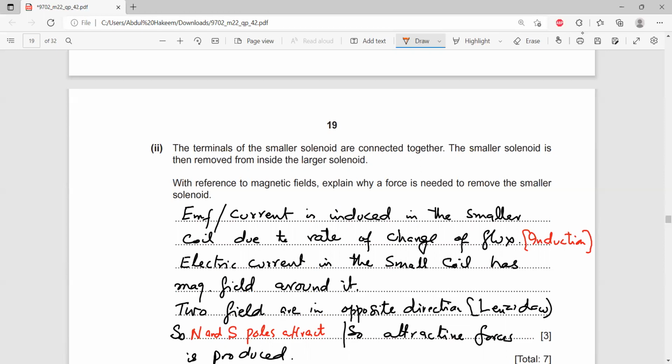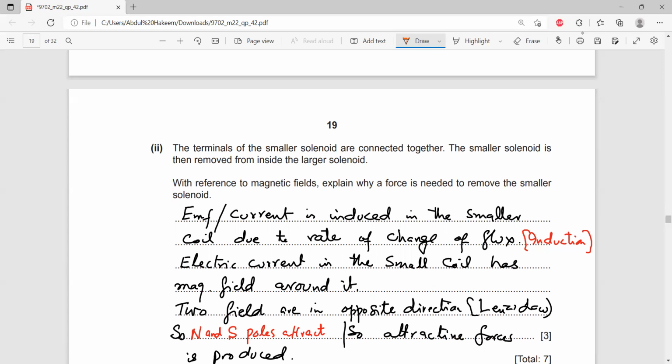When the small solenoid is removed, there is a change of flux in the small coil. Due to the change of magnetic flux, an EMF and current are induced in the smaller coil, due to the rate of change of magnetic flux linkage. That is Faraday's law. The electric current induced in the small coil has a magnetic field around it. So there are 2 magnetic fields, and according to Lenz's law the 2 fields are in opposite directions, because they oppose each other.